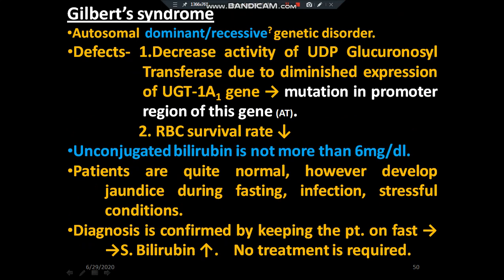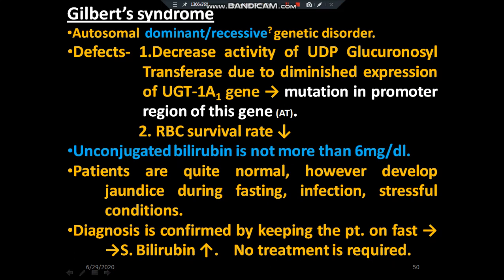What happens in Gilbert syndrome? It is an autosomal dominant or recessive genetic disorder. It is not known. The defect is due to decreased activity of UDP glucuronosyl transferase due to diminished expression of the UDP glucuronide transferase gene, any mutation in the promoter gene.